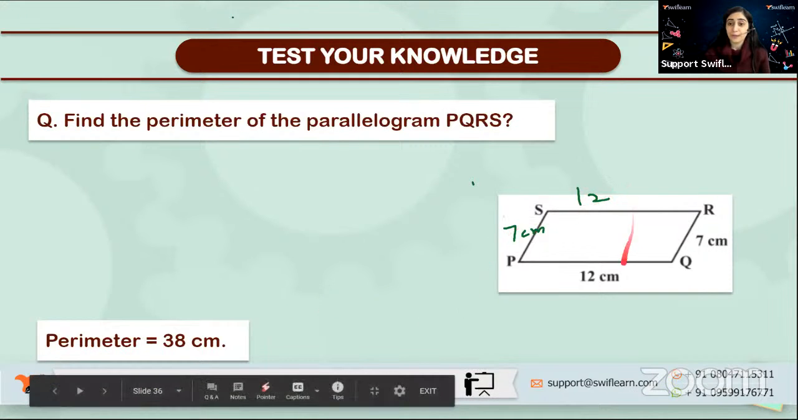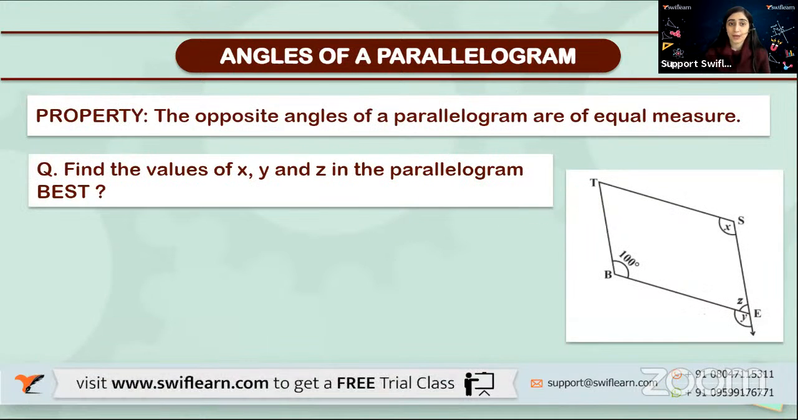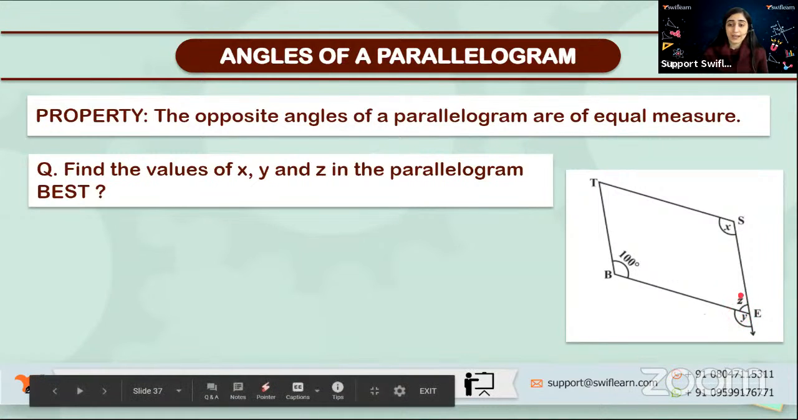Okay, so opposite sides of a parallelogram are equal. Now moving on to the property, it says the opposite angles of a parallelogram are of equal measures. So I know the opposite angles of a parallelogram are equal. This we have known. Okay, now you tell me, find the value of angle X, angle Y, and angle Z.